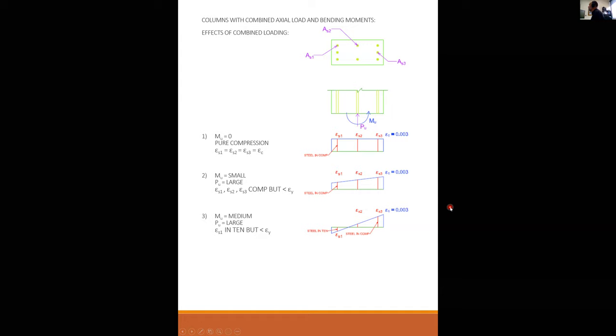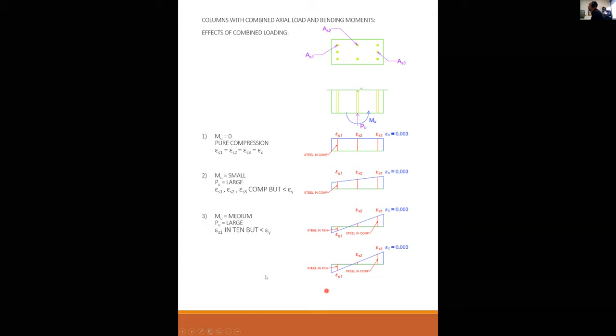So with a medium moment, the maximum strain is always 0.003. But on the tension side now, I actually have some steel that's in tension. This steel is still in compression. This steel is still in compression. But you can see the trend here. The more moment that I apply, or the less axial load that I apply, the more skewed the strain diagram gets to be.